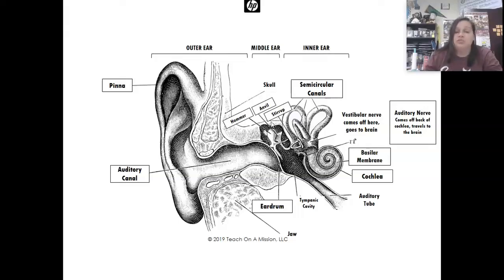And as a group, they are known as the ossicles. But those three are the smallest bones in the human body. So they will continuously vibrate against each other as you are hearing sounds, as you're listening to me right now.